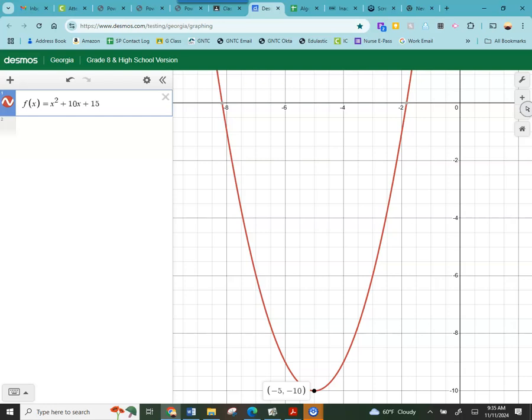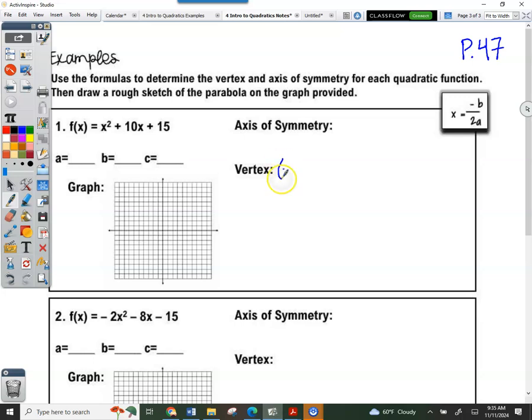Now, you do have to be careful there because you have to make sure it's the lowest, or the highest. So you have to move that cursor carefully to be able to read where is the absolute lowest value. So the vertex is -5, -10.